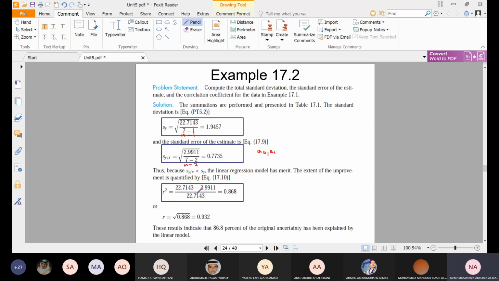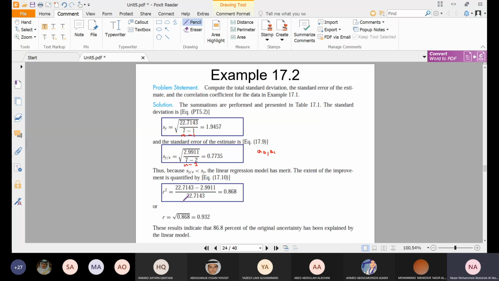Because the standard error of estimation is less than the standard deviation, the regression model has merit. To check the goodness of our estimation, we usually use the coefficient of determination.